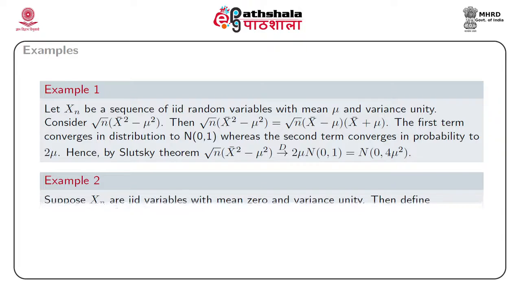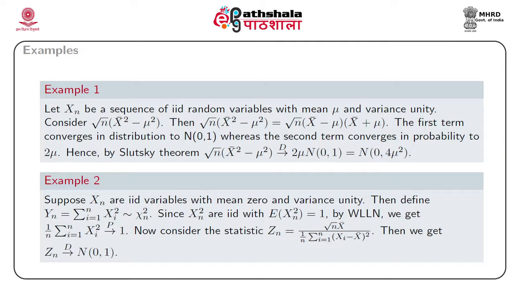Consider our next example. Suppose Xi are IID random variables with mean 0 and variance unity. Then define Yn as the sum of squares, that is summation i from 1 to n Xi squared. Then naturally Yn has a chi-square distribution with n degrees of freedom, since the Xi squared are IID, so here we are using Xi squared as our observation.